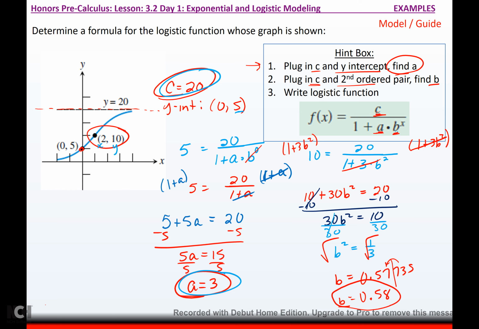So my function is f of x equals c, which is 20, over 1 plus a, which is 3, times b, 0.58, to the x, or to the t, either way. This generally represents time. Okay, so that would be my function.